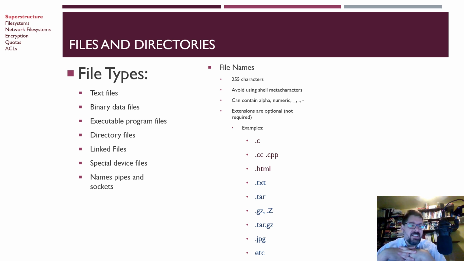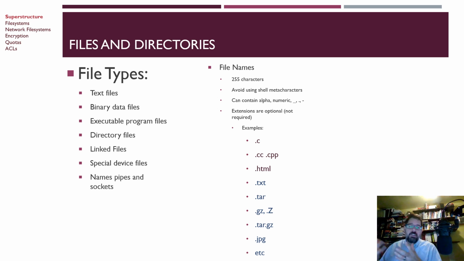They're really there for us as a reference, right? It's just convention, right? Typically, if you have a C source code file, you'll call it .c. If it's a C++ file, it's .cc or .c++ or .cpp if it's a source file. If it's a web page, .html. If it's a text file, it's .txt. If it's a tar, you use .tar, right?